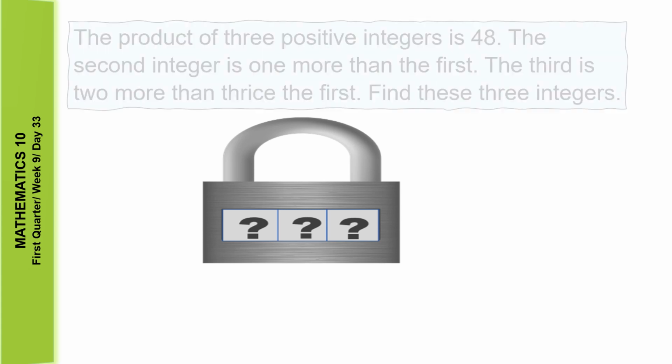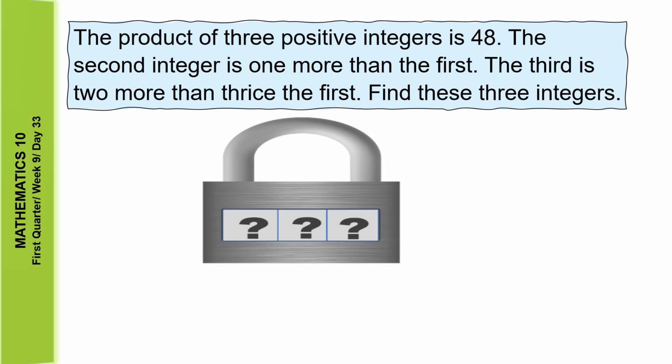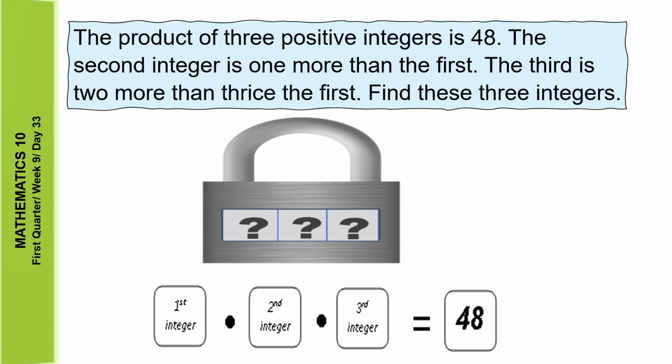The problem is: the product of three positive integers is 48. The second integer is 1 more than the first. The third integer is 2 more than thrice the first. Find these three integers. Take note, the product of these three integers is 48. So try to solve it in your notes.